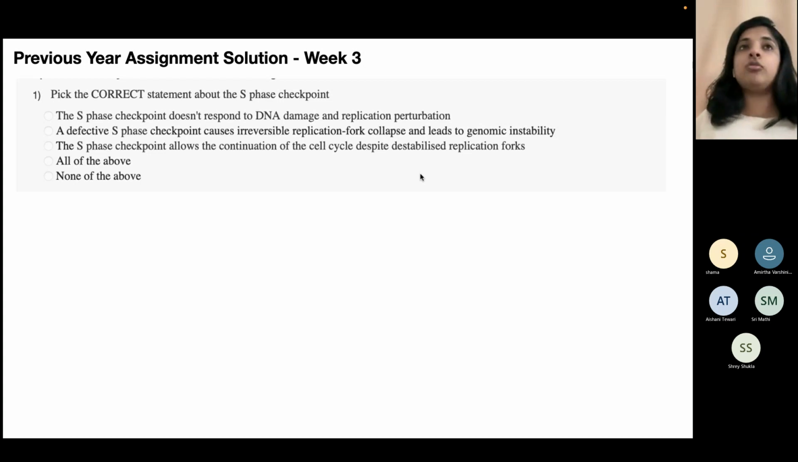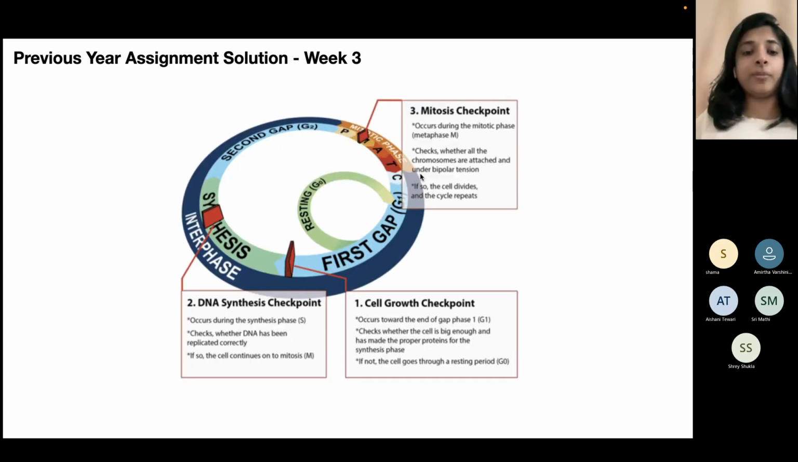So the S phase, as we know, is the phase in which DNA replication proceeds. So what this checkpoint basically does is it's present in the S phase, and here it checks whether the DNA has been replicated correctly, and only then will it allow the cell to move to mitosis. This again is done by a large number of proteins which are inhibiting each other or phosphorylating each other and ensuring that the next phase does not start unless and until DNA has been replicated correctly.